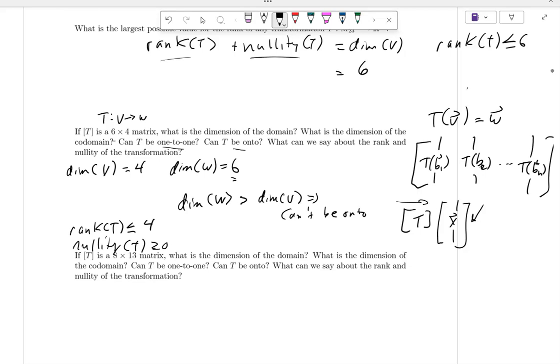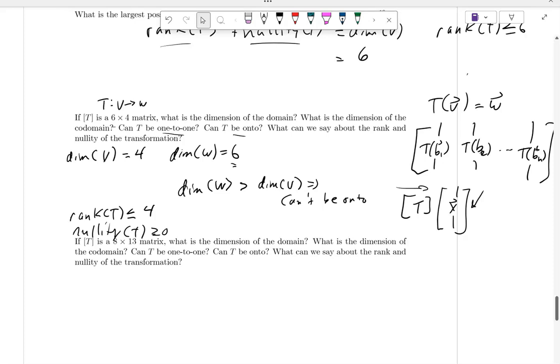How can it be nullity? If it's 1-to-1, the nullity will be 0. Right? It can be 1-to-1. There's nothing stopping it from being 1-to-1. The dimension of your output space is big enough. Okay. Let's look at the next one.